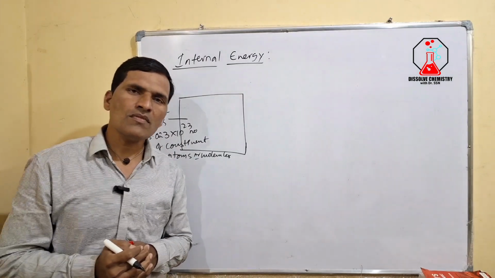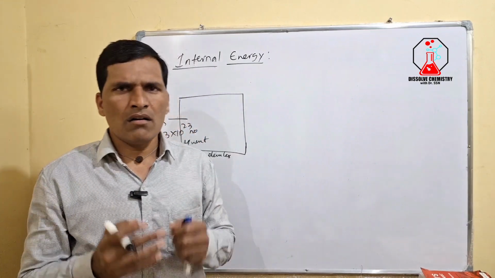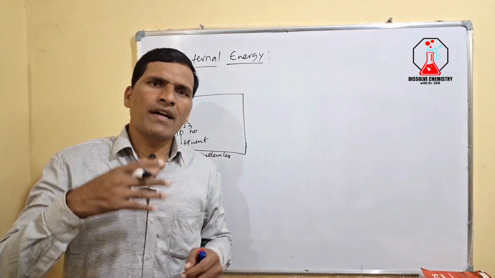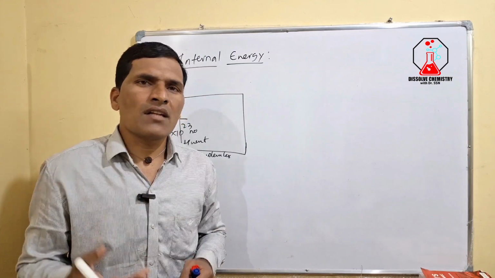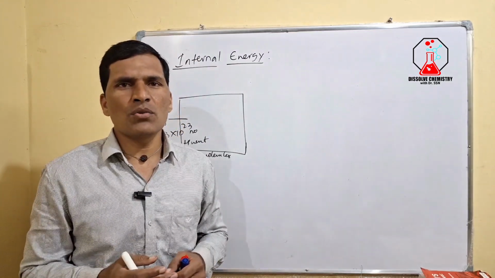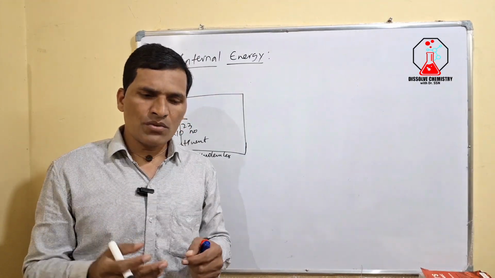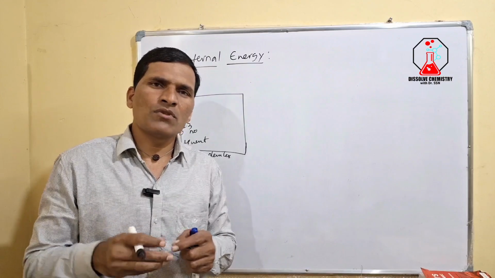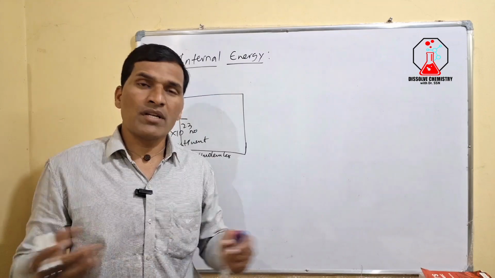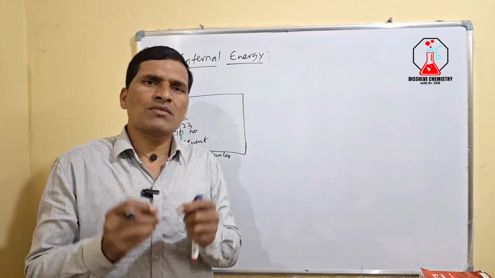Now what do we mean by internal energy? When you take 1 mole of gas, a number of molecules will be there, and different types of energies are associated with these molecules. For example, a molecule will have kinetic energy. Kinetic energy is due to the motion of the molecules. What types of motion? Rotational motion, translational motion, vibrational motion, and electronic transitions may happen. All these are associated with small energies.